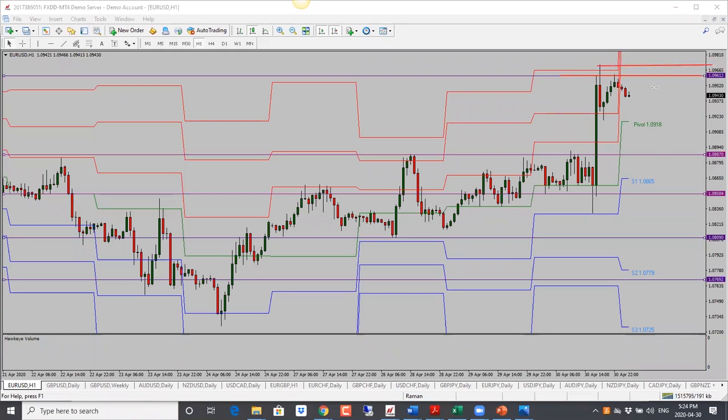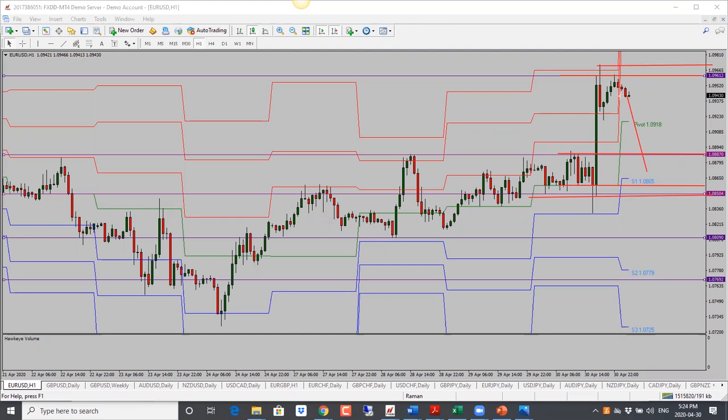If it stays below 109.80, the chances are we will see a move back down. In that case, the first target here is 108.85 and potentially all the way into 108.60 or 108.50 level here, all the way back down here. So overall, I am looking for a pullback here.